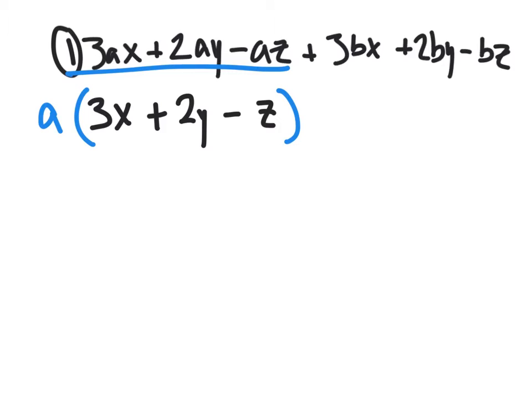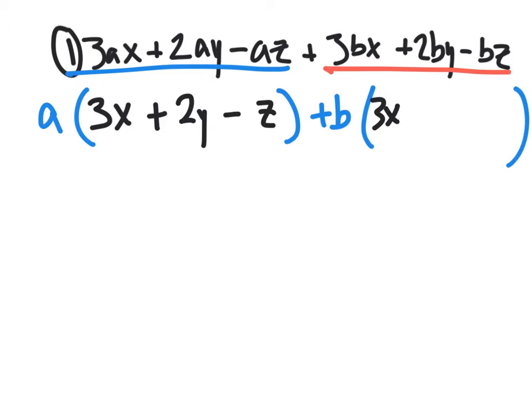What could we pull out from the second group? A B. So we're going to pull out a positive B from the second group. And what would be left in the second group? When I say second group, I'm talking about these guys over here. If I pull out a B from that first term, what do I get? 3x. Okay, so this is what I have left over. 3x. And then what? Plus 2y. And then? Minus z.